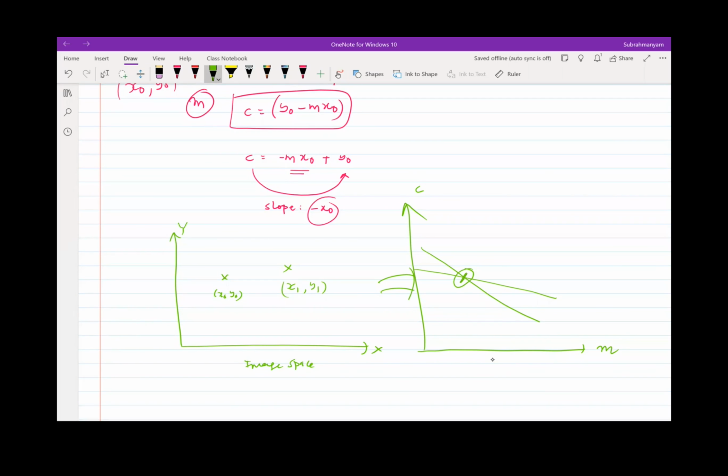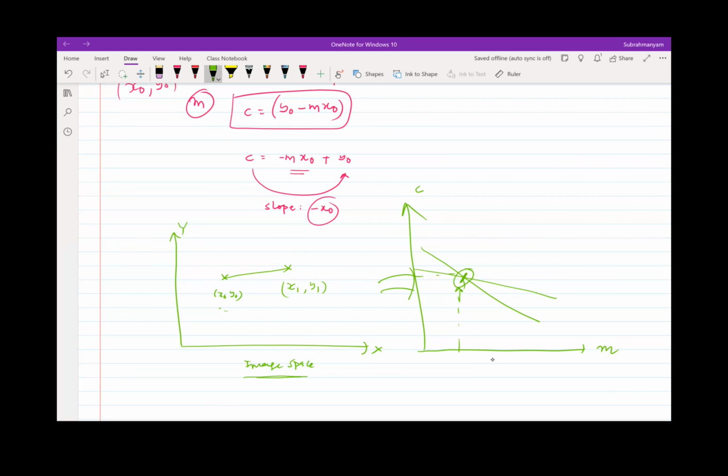Is there any chance that they will intersect in the first place? If I give you 2 points, are they bound to intersect or no? They will intersect, sir. Right, they will intersect. Can you tell me what these M and C values at which they are intersecting would correspond to when you look at them in the image space? The line connecting those 2 points, x0, y0, x1, y1.